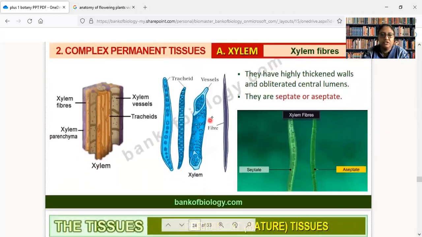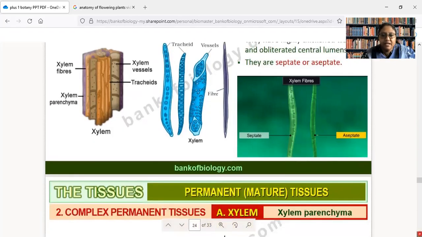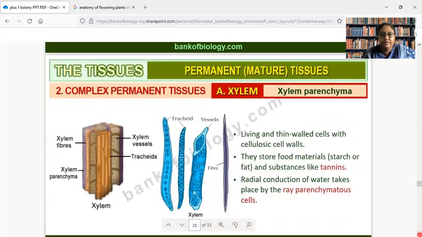So this is the shape of the fiber. Fiber can be septate or aseptate. By this time now you know what is septate and aseptate. Septate means they have walls present to separate the nucleus. That's why septate xylem fibers have a single nucleus per cell, whereas aseptate ones can have many nuclei together. The main function of xylem fiber is to provide mechanical support to the tracheids and trachea, and as I said, they are also non-living cells.